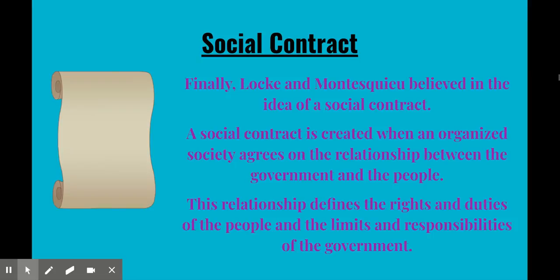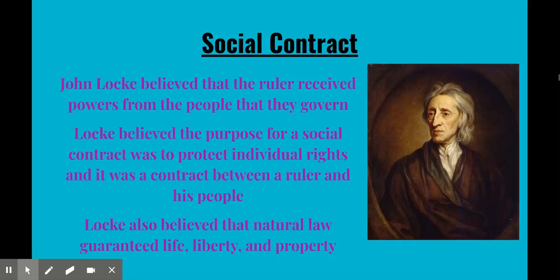The third Enlightenment idea was social contract. Both Locke and Montesquieu believed in the idea of social contract. A social contract is created when an organized society agrees on the relationship between the government and the people. This relationship defines the rights and duties of the people and the limits and responsibilities of the government.